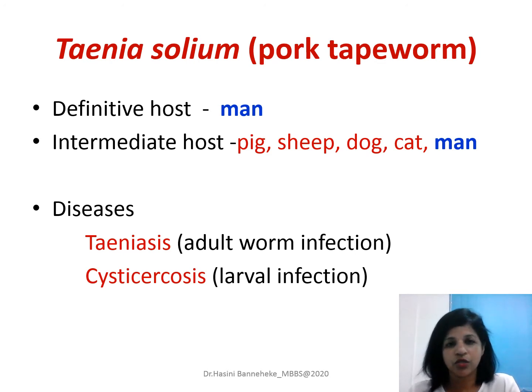So the diseases caused by Taenia solium are Taeniasis and Cysticercosis. Taeniasis is the disease caused by the adult stage of the parasite, and Cysticercosis is the larval infection.